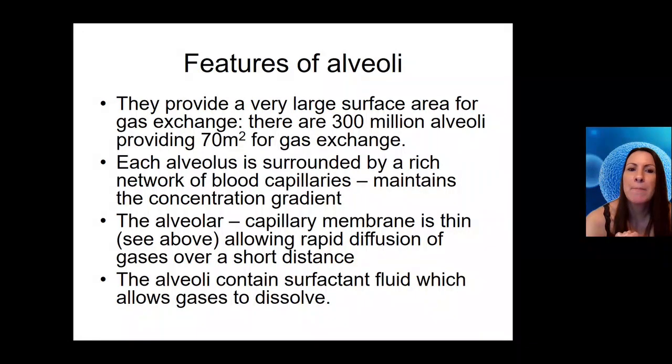The alveolar capillary membrane is thin. That is basically the membrane between the alveoli themselves, which are 1 cell thick, and the capillaries that are surrounding them. So the membranes have to be thin. Like I said, if there was layer upon layer upon layer of membranes making up the walls of the alveoli and the capillaries, then diffusion would take forever to occur. The membrane needs to be thin to allow gas exchange to happen at a rapid rate. And the alveoli contain that surfactant, that alveolar fluid, which allows the gases to dissolve and reduces surface tension, keeping those little air sacs open.